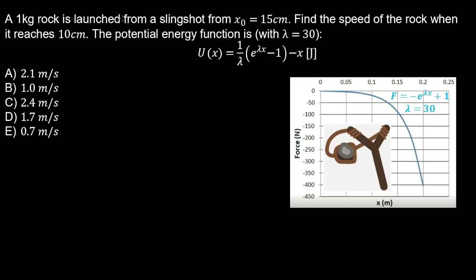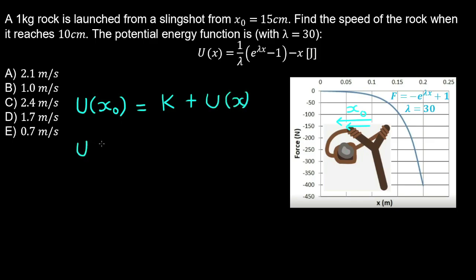A 1 kilo rock is launched from a slingshot from a position x0 from the equilibrium position. Find the speed of the rock when it reaches x is 10 centimeters. And we have the following potential energy function. So the energy that's input into the system is the potential energy at x0, and that's equal to the kinetic energy plus the elastic potential energy at x.